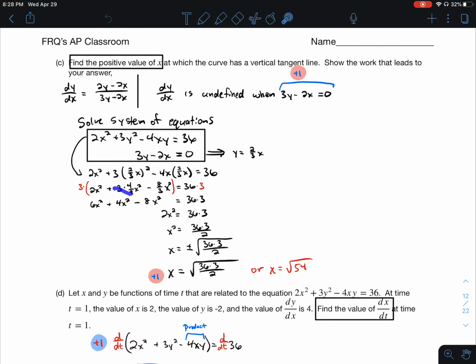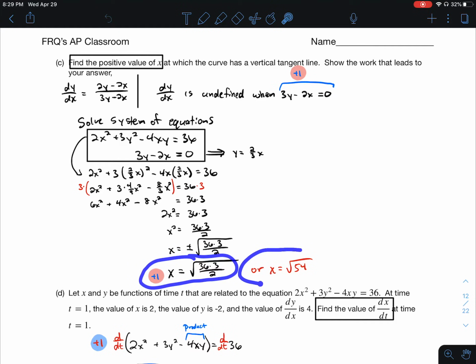Once again, because those cancel, you get 4x squared, and the 3's cancel here, you get negative 8x. You get 2x squared. Divide both sides by 2. Square root both sides. Now, right now, you could simplify this if you want, but you don't have to. This appears to be the answer. Then I'm reminded, find the positive value, so I use the positive version.